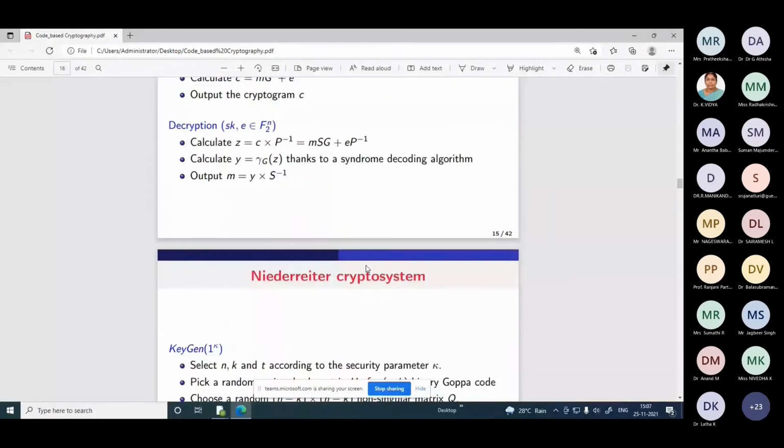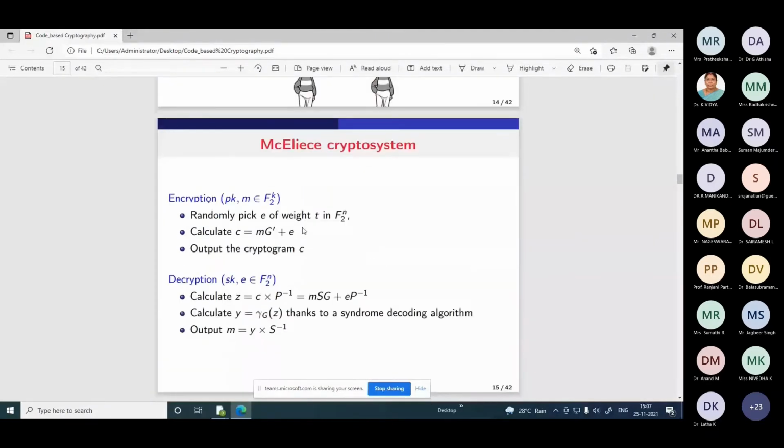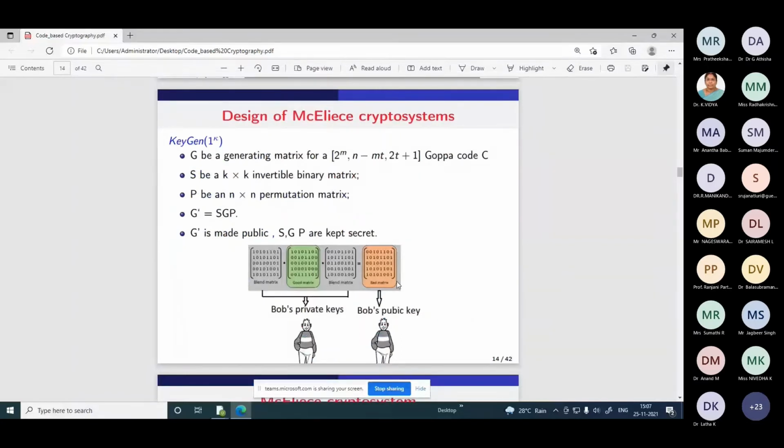So two types of attacks can be launched on any code-based crypto system. One is the structural attack to find out the structure of the code. Once you know the structure of the code, you can have the decoding function, right? That is one. Another one is, without finding the secret key, they try the information set decoding attack.